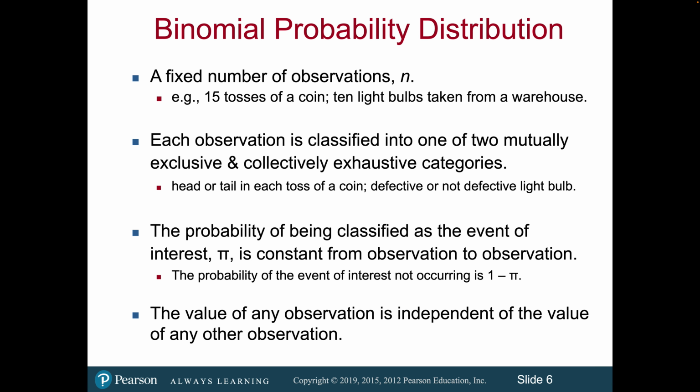Now, binomial, remember, the prefix bi means two. So we start out with a fixed number of observations. It could be the number of tosses of a coin, light bulbs taken from a warehouse, whatever we are investigating. Each observation must be classified into a mutually exclusive and collectively exhaustive category. In other words, you can't have an observation that falls into each of the two categories. So if we flip a coin, it's either going to be head or tail. It can't be head and tails.